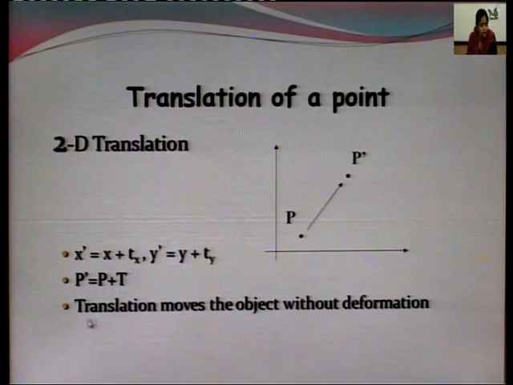This means a transformation can be accomplished by adding two matrices. The first matrix contains the original coordinates of the point and T is the translational vector containing the translation distances both in the x direction and y direction.